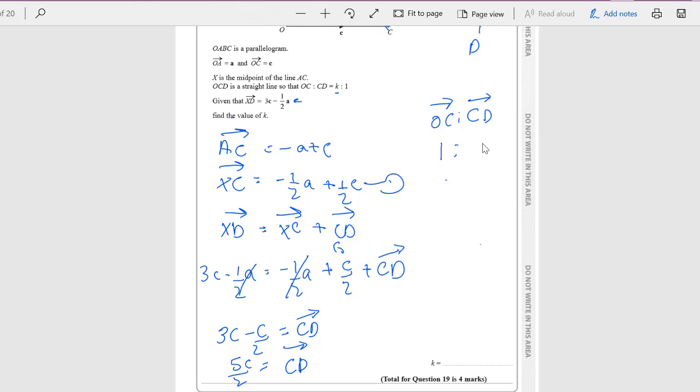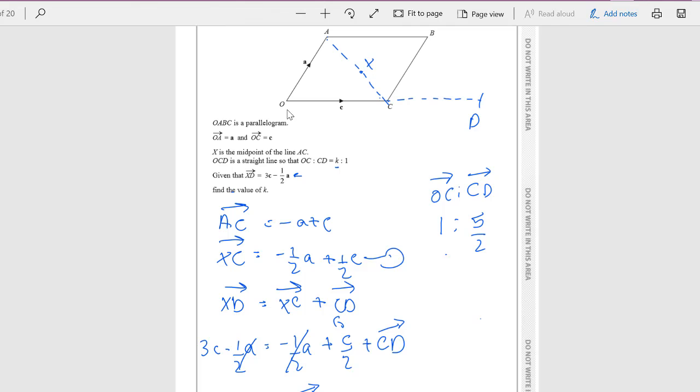Now, OC, the vector, to CD, we want it in the form, well, we're going to have 1 OC to 5, 2. So from the origin to C is going to be C, and then from C to D is going to be 5, 2, we just worked out. But we want it in the form of K, 1. So to get from 5, 2 to 1, we have to subtract 3 over 2.